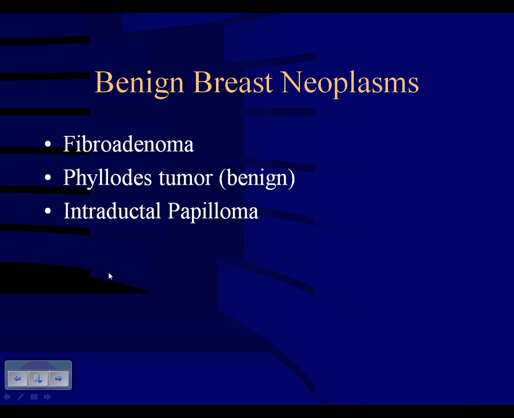All right, so we're up to the benign breast neoplasms, which includes fibroadenoma, phyllodes, and papilloma, and then after which we'll start with the cancer. So let's take a break. It's 10 of. Let's meet back at 5 after.